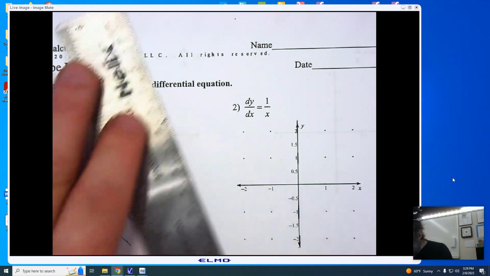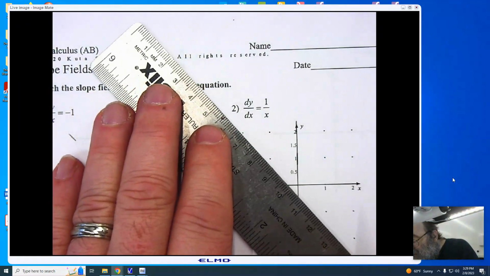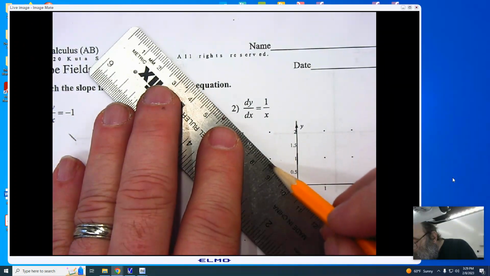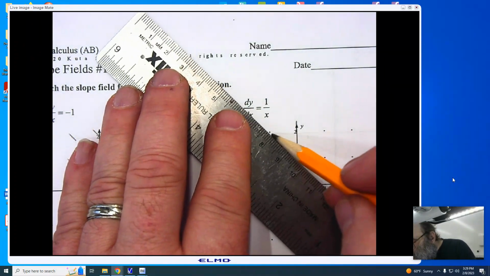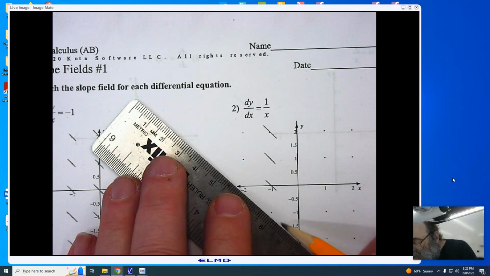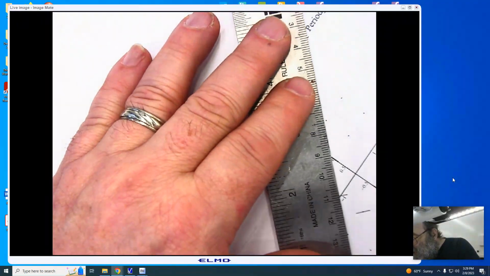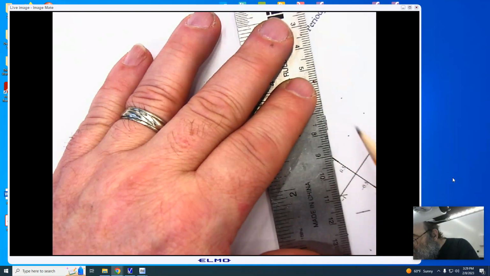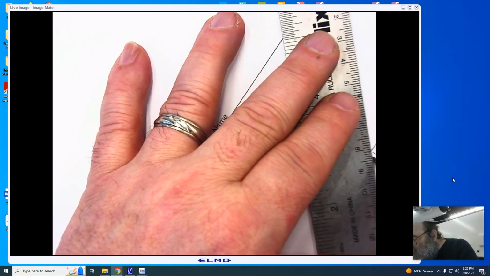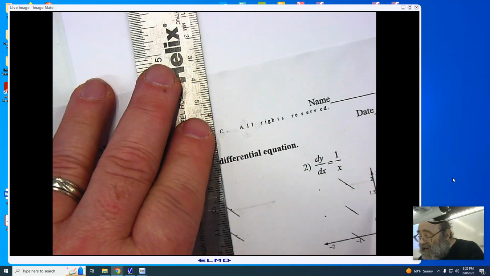All right, let's go ahead and find negative 1 first. So we're going to do our negative 1 slopes. Negative 1 here, here, here, here, and here. Positive 1 slopes on the opposite sides. So positive 1 here, here, here, here, and here. Then we have 1/2, negative 1/2.